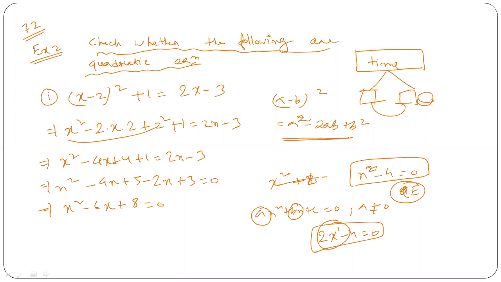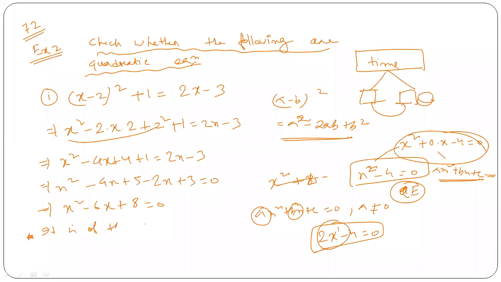Now see, say yes. x square minus 4, we can write x square plus 0 into x minus 4. Yes? Yes or no? So it is in the form of ax square plus bx plus c equal to 0. That's why it is a quadratic equation. Now see, write down that is one.